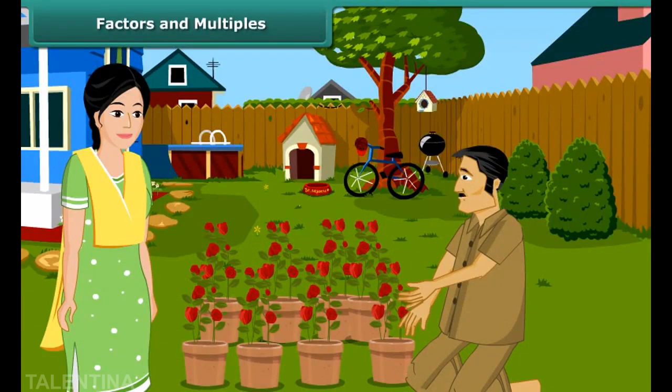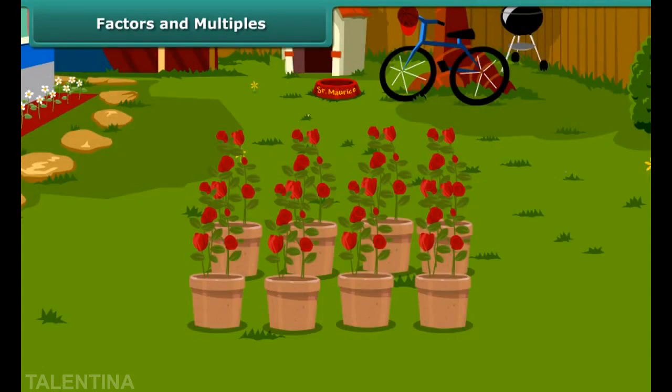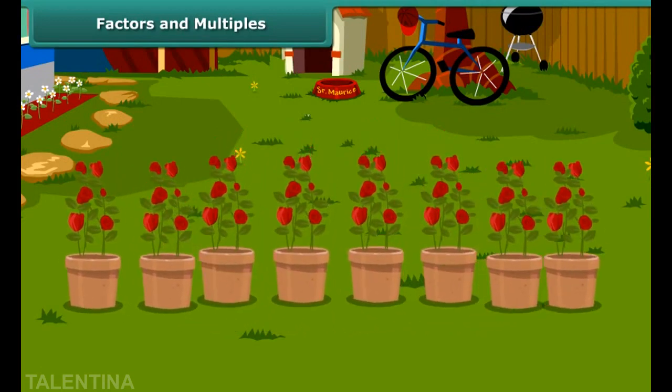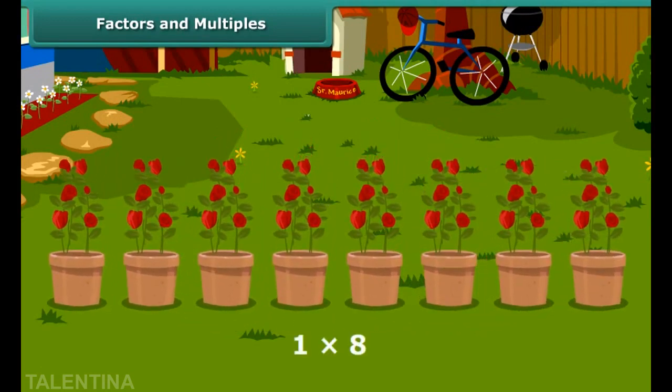Factors and multiples. Gardener Hira Lal wants to create a rectangular pattern of 8 rose plants in Mrs. Sharma's garden. He plans to plant them in 1 or more rows with an equal number of rose plants in each row. Let us look at all the possible ways in which Hira Lal can create rectangular patterns. Hira Lal can place all the 8 rose plants in a single horizontal row.